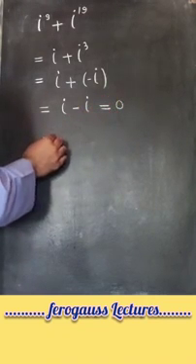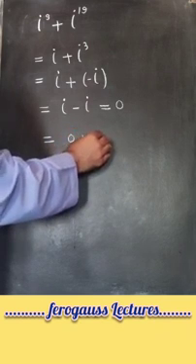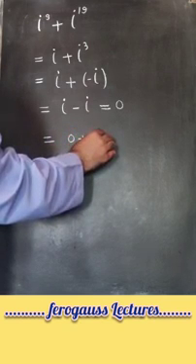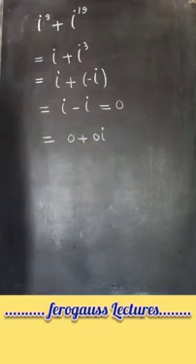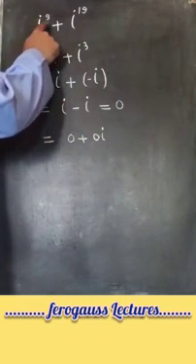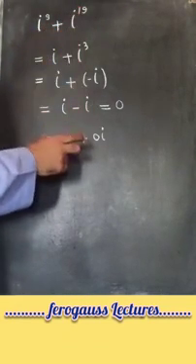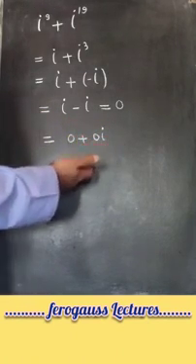So we can write it as 0 plus 0 iota. Thus, we write iota raised power 9 plus iota raised power 19 in the form of a plus b iota. Now we take one more complex number.